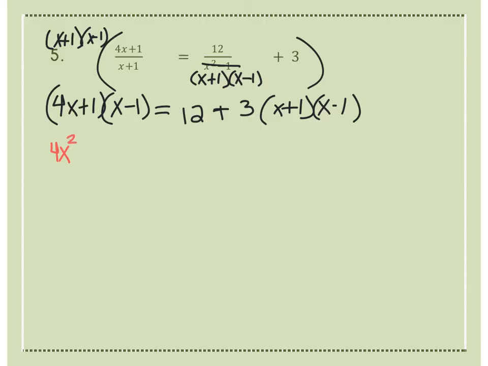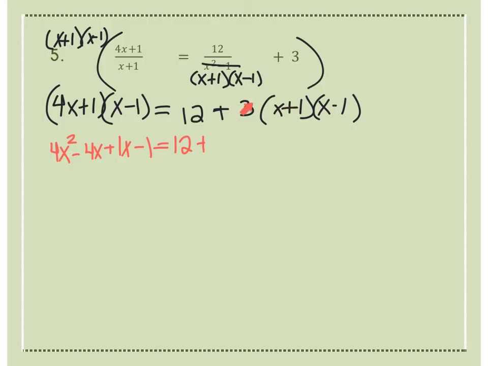O stands for outside. Outside means the two outside terms. So 4x times negative 1 is negative 4x. Inside terms, 1 times x. What's 1 times x? 1x. Now we do 1 times negative 1. We get negative 1. Equals 12 plus... Ooh, I have double distribution and I have a 3 on the outside. So there's two ways to do this. I'm going to actually distribute the 3 here and here and then do double distribution.